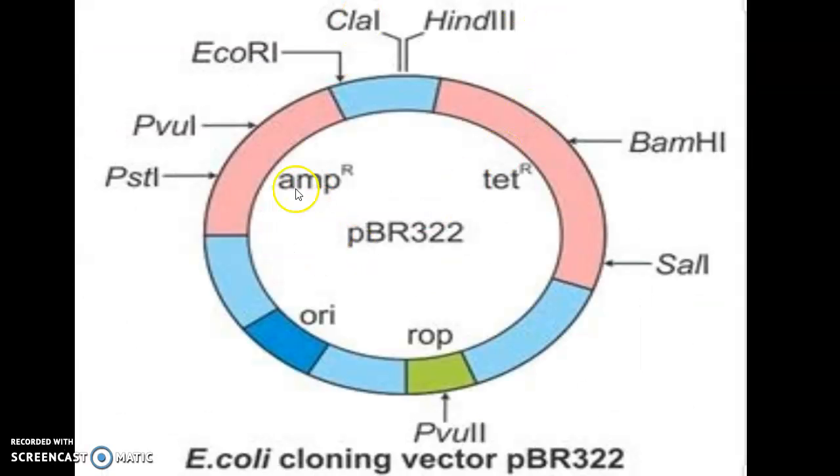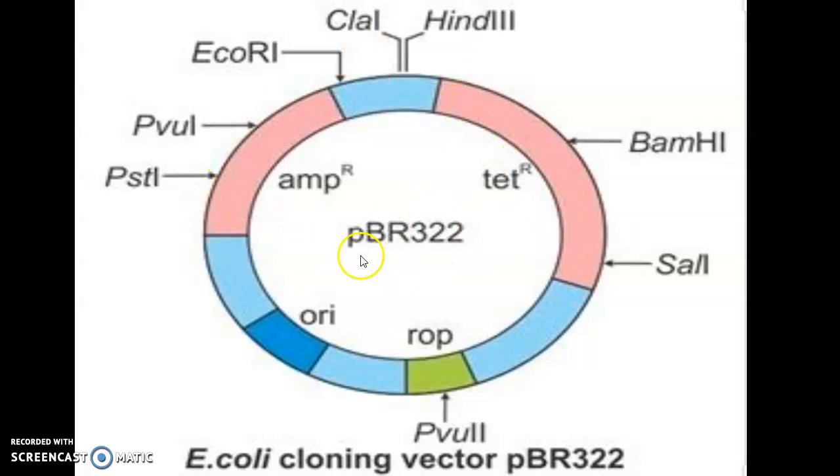So this is the artificially synthesized plasmid. Those are generally used to clone multiple genes at the same time in a single organism. This commonly used artificially synthesized plasmid is called pBR322. P stands for plasmid, BR stands for Bolivar and Rodriguez, who constructed this plasmid with the help of coworkers. 322 is the number.